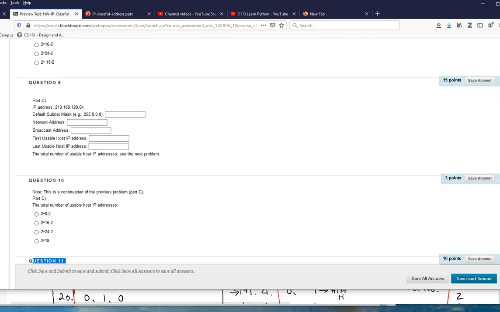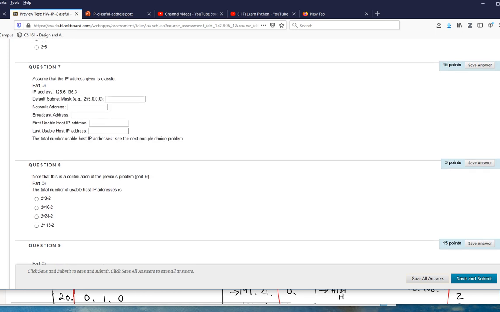Now let's look at problem 9. This is given, and by the way, this is class C, right? So for class C, the default subnet mask is 255.255.255.0, and so on. I think you can do it. So this is your homework assignment.